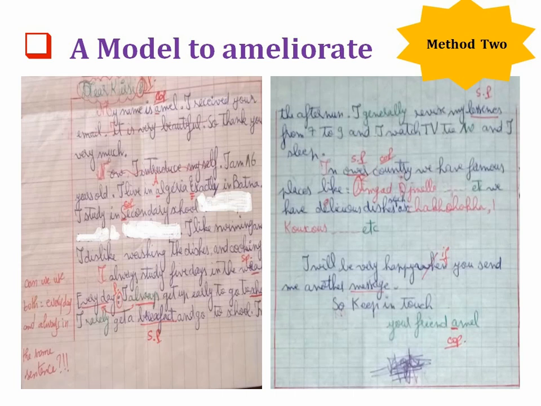The second method is a model to ameliorate. The teacher chooses an anonymous piece of writing from learners' work and makes copies for the whole class. He or she asks learners to work in pairs or in small groups to discuss the piece of writing and to correct the mistakes using the teacher's error feedback. Learners later on work as a class with the teacher's guidance to suggest any modifications or changes to get a more coherent piece of writing.